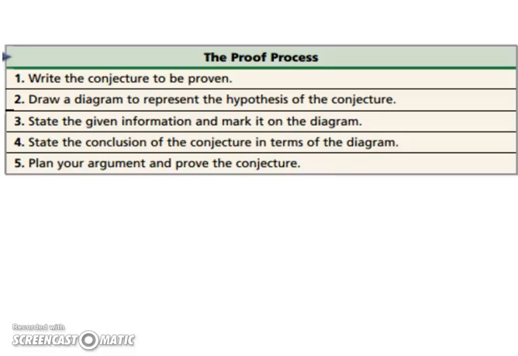This may help. The proof process. Step 1. Write the conjecture to be proven. Step 2. Draw a diagram to represent the hypothesis of the conjecture. Step 3. State the given information and mark it on the diagram. Step 4. State the conclusion of the conjecture in terms of the diagram. Step 5. Plan your argument and prove the conjecture.